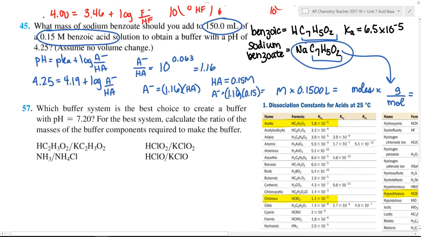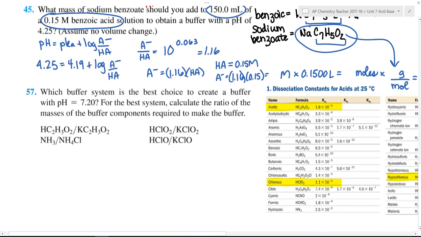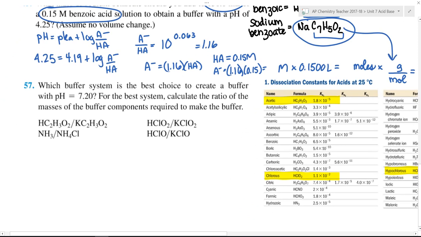And then the last question right here is, what buffer is the best choice to create a buffer system with a pH of 7.2? So in order to have a buffer, you need to have a weak acid and its conjugate base. And it looks like all of these are weak acid conjugate base pairs. We got NH3 and NH4. We've got HC2H3O2 and then just C2H3O2, HClO2 and then ClO2. So they're all conjugate acid base pairs.